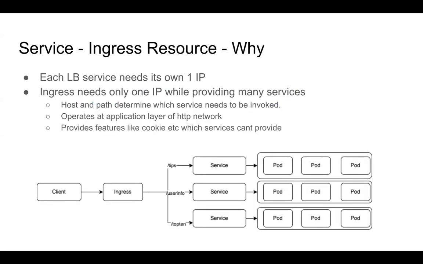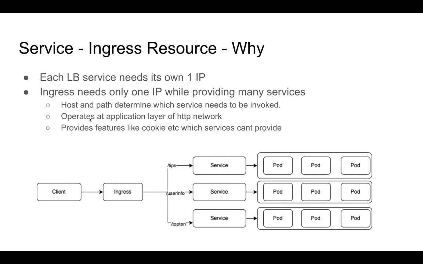The last one is the ingress resource, and this is most important. Now, each load balancer service needs its own IP address, correct? Ingress needs only one IP while providing many services. This is interesting because each service, so far what we have discussed, whether it's cluster IP or other options, is supposed to have its own IP address. But the ingress resource will have only one IP address, and it can serve many services.